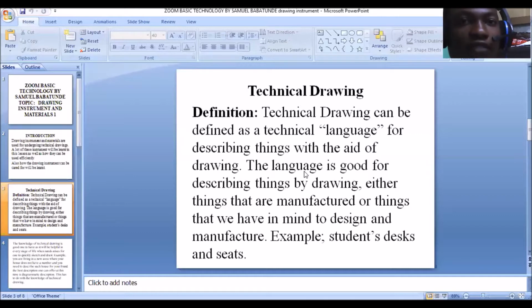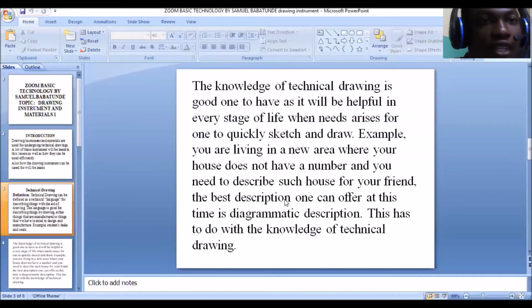Technical drawing is simply defined as a technical language we use to describe things, things that are being manufactured or things that we have in mind to design or to manufacture. The knowledge of technical drawing is good to have, as it will be helpful in every stage of life when the need arises for one to quickly sketch and draw.